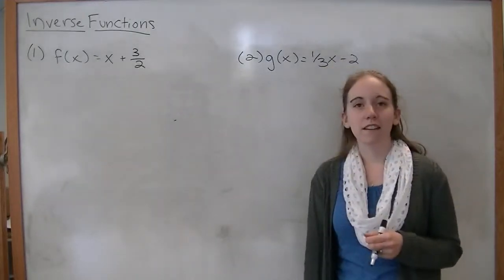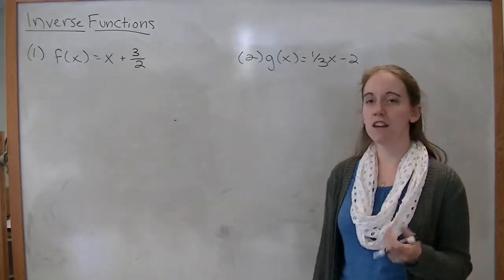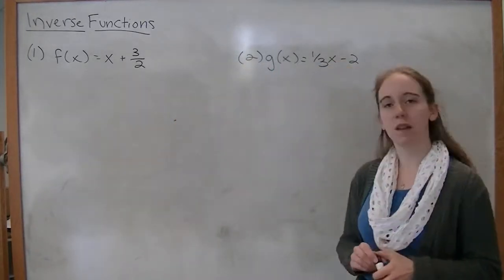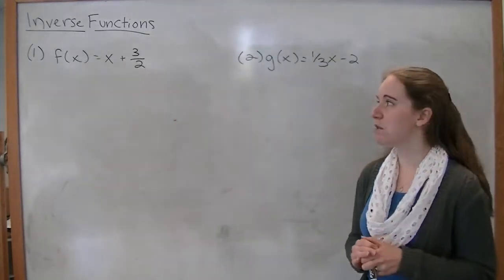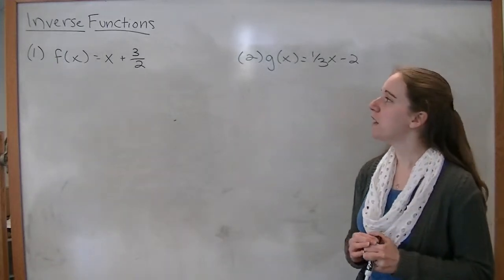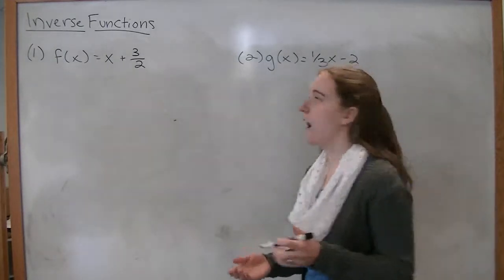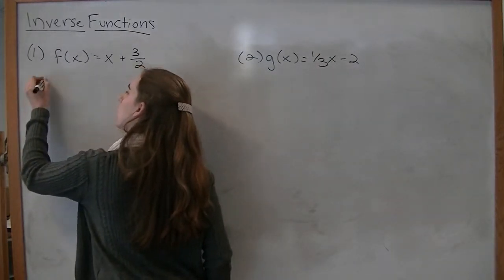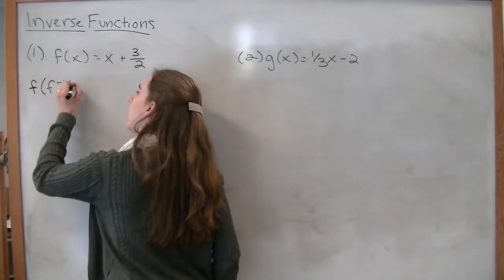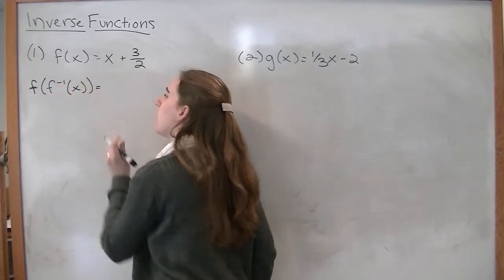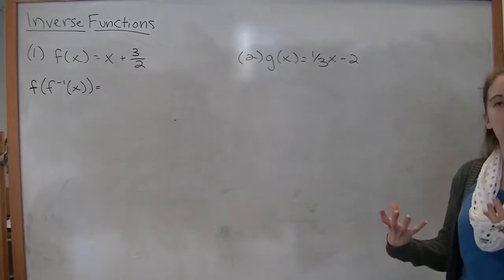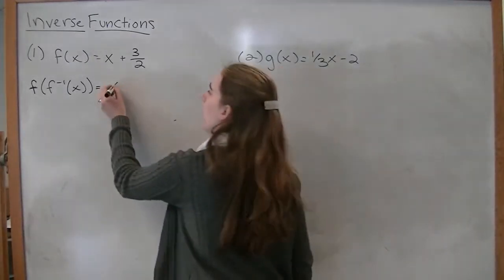Let's get some practice finding inverse functions now. So let's start with f of x equals x plus 3 halves. It's a fairly simple function as far as functions go. So remember that to find the inverse, we want to take f of f inverse of x. We want to compose those two, the original function and its inverse, and get x.